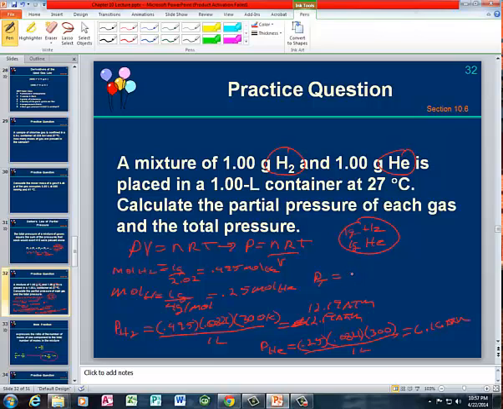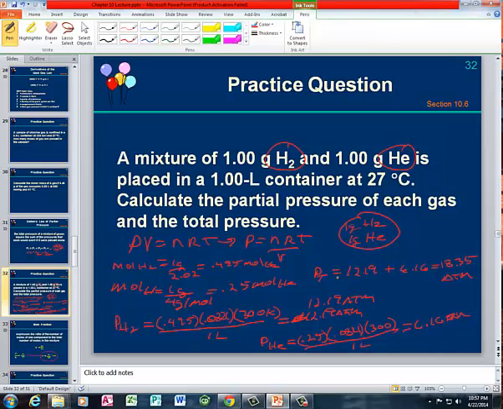So I can use Dalton's law of partial pressure to calculate the total pressure by simply taking the partial pressure of hydrogen, which is 12.19, plus the partial pressure of helium, which is 6.16, which gives me 18.35 atmospheres of total pressure.